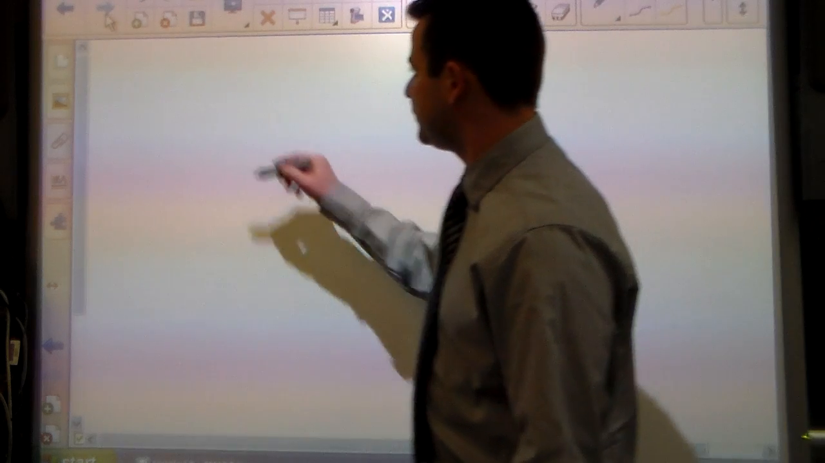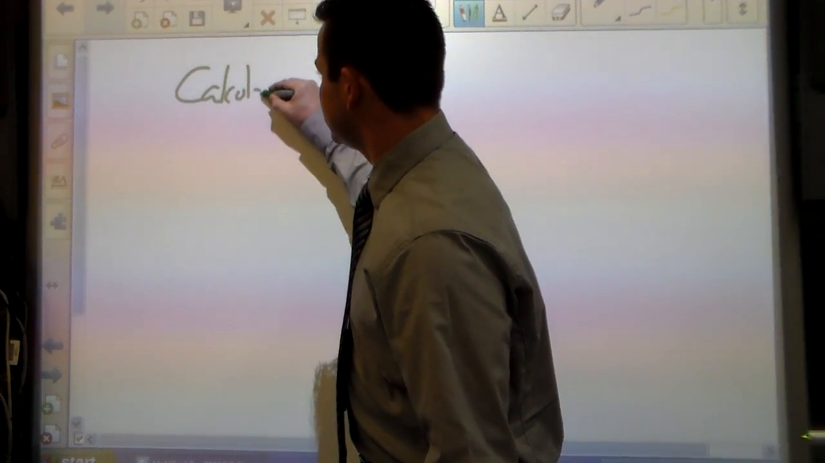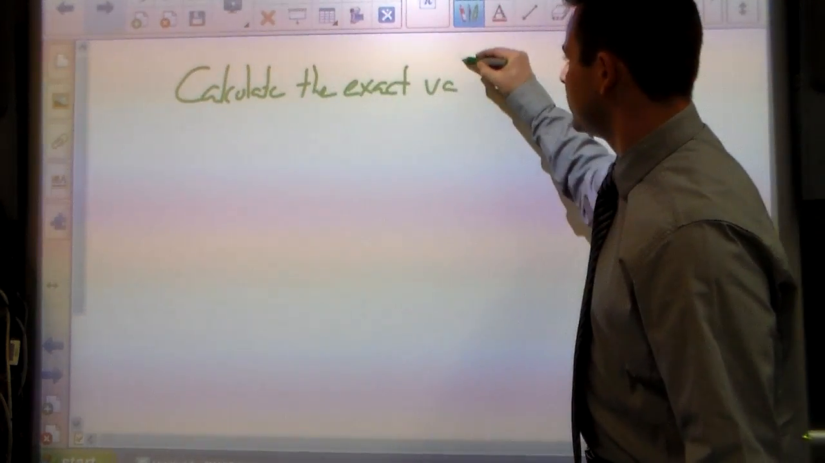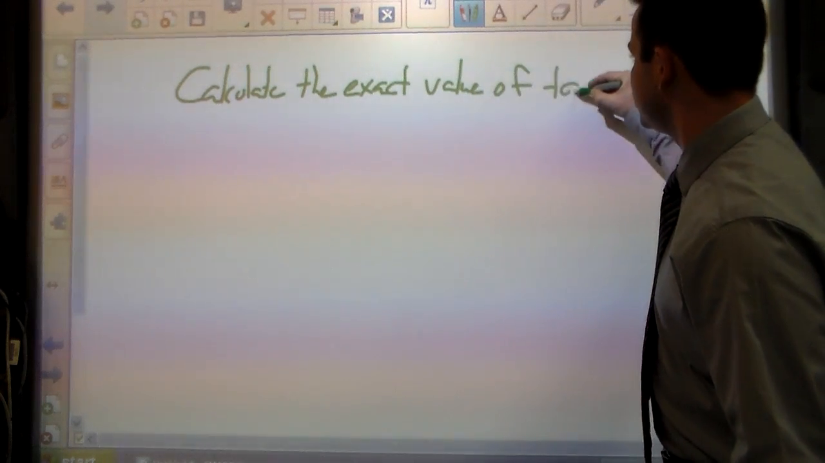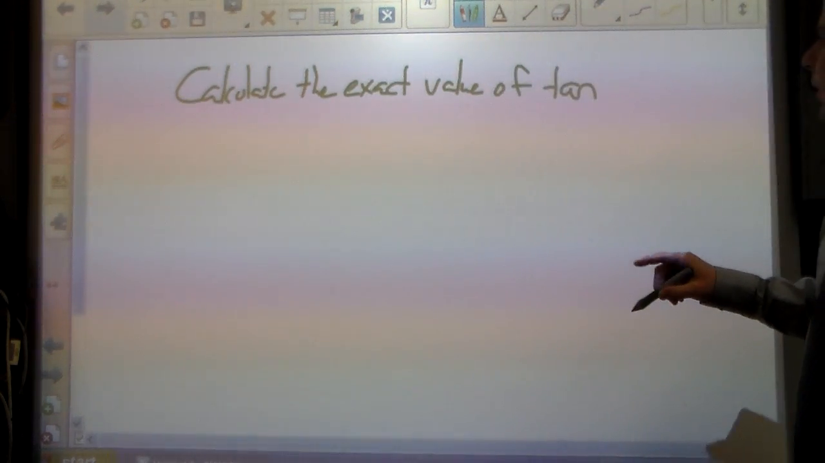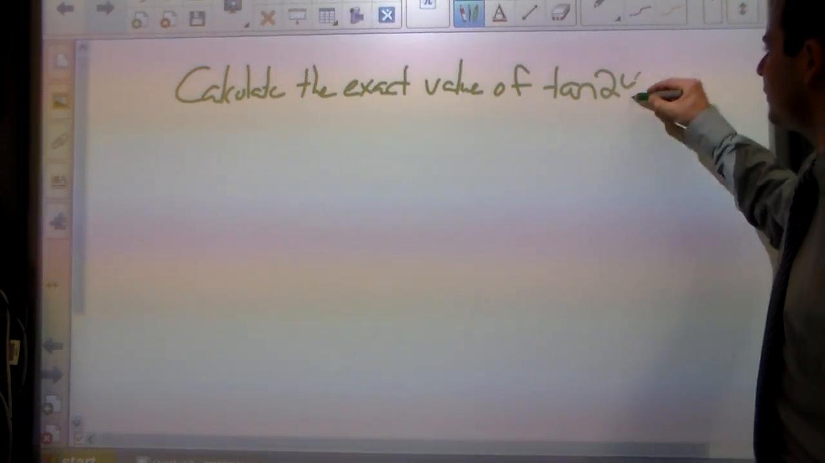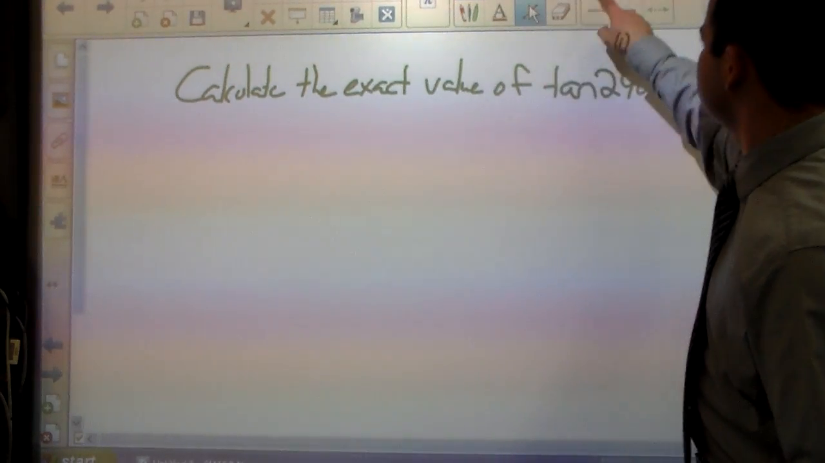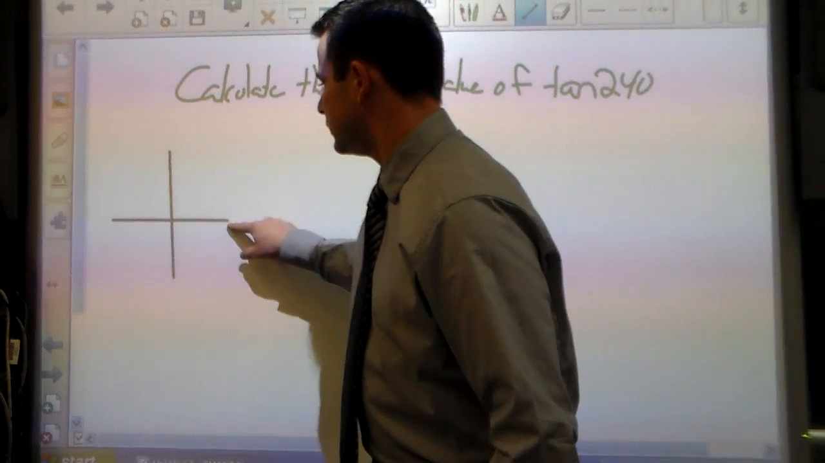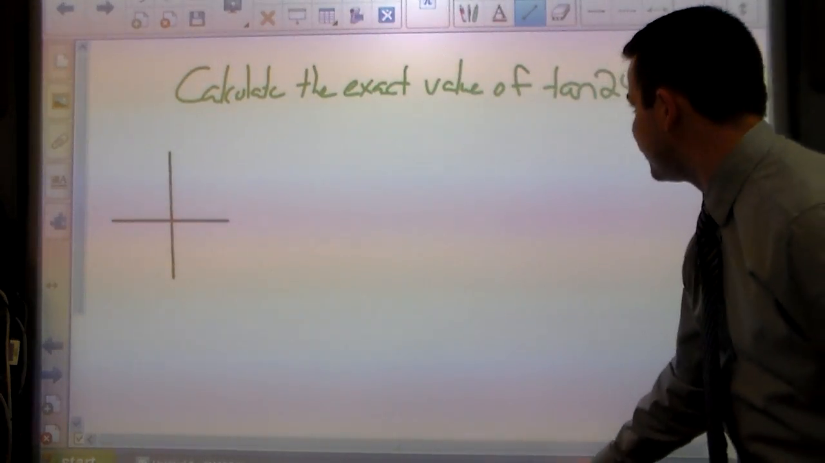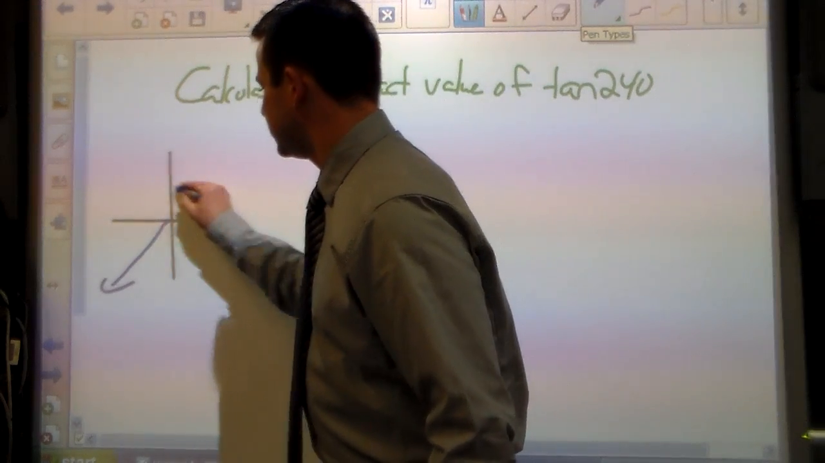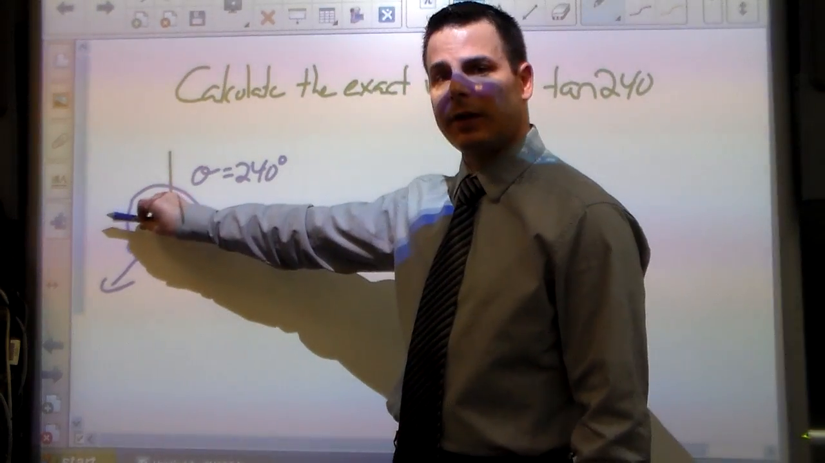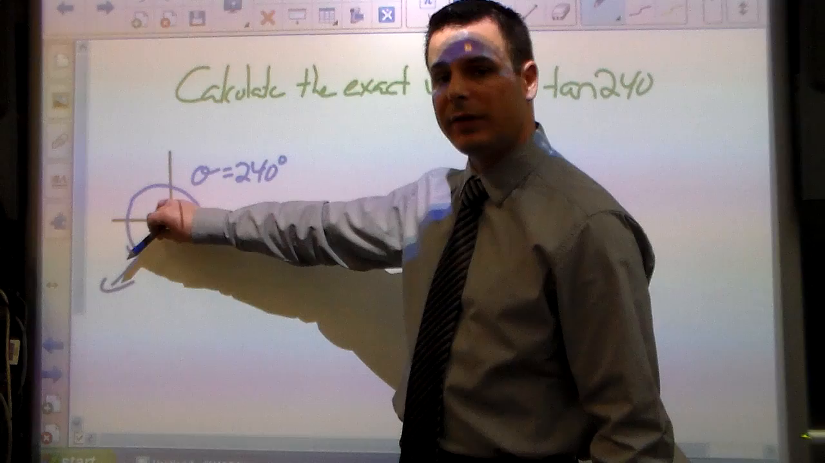And let's calculate the exact value of tangent, and let's say in the third quadrant, let's say 240 degrees. So let's draw an angle of rotation in the third quadrant. Let's sketch an angle of rotation of 240 degrees. The x-axis is 180 degrees. We are 60 degrees past that.